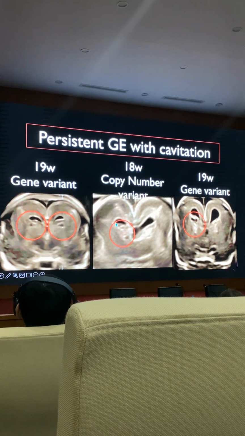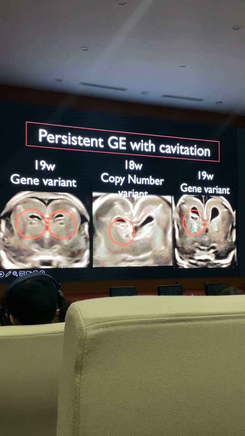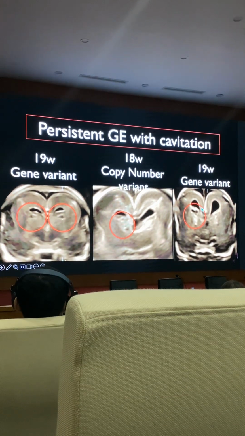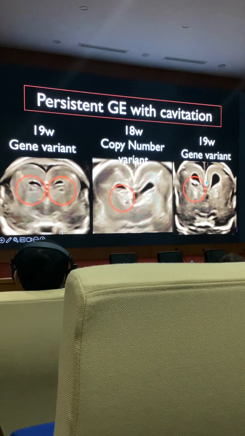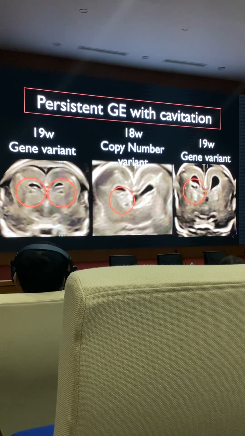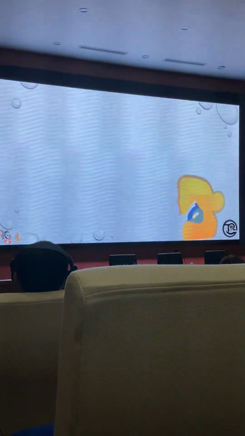This is Jacobsen syndrome, and you can see the cystic area inside the persistent ganglionic eminence, and this is also a gene variant. At 19 weeks of gestation, you can see the cavitation within the persistent ganglionic eminence. So we have to look at the ganglionic eminence, and this also influences the MCD.